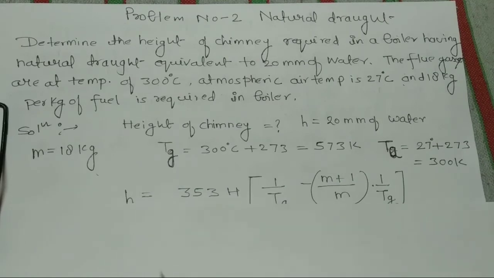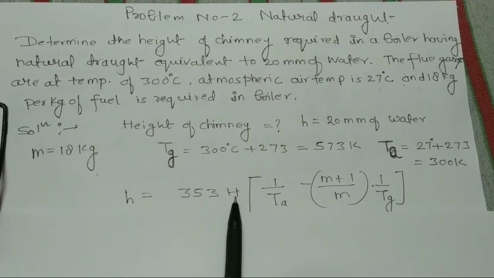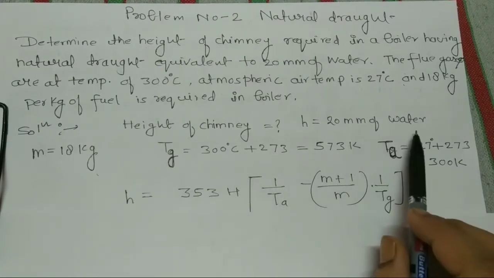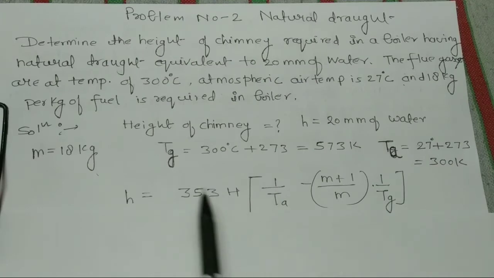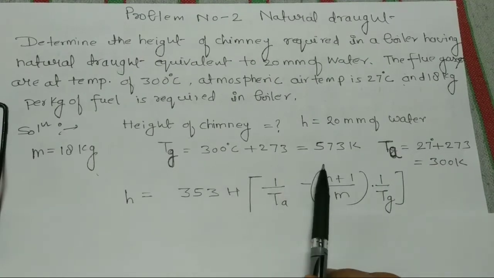Now we use the formula: small h is equal to 353 H bracket 1 upon Ta minus m plus 1 upon m into 1 by Tg. So we put all the values which are given. We have to determine the height of chimney, so we need to find out capital H. Small h is given, 20 mm of water. Ta is given, 300 Kelvin. Tg is given, 573 Kelvin.